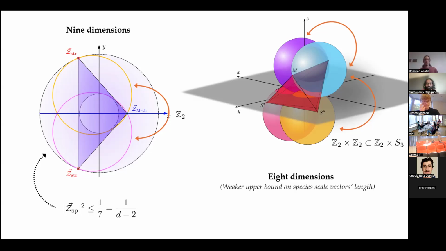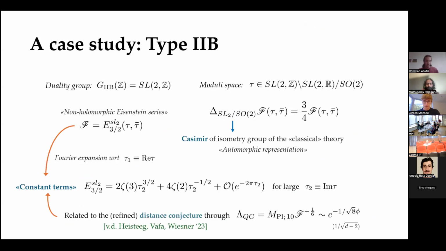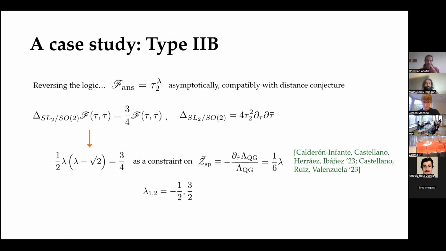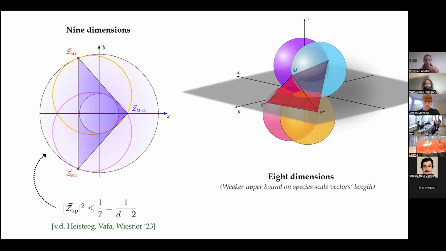So for example, for type 2B, in the case of SL(2,Z) duality groups, one can uniquely identify the Eisenstein series of order 3/2 as the unique solution of this Laplace equation. So we'll see another example of this in the 6-dimensional case.